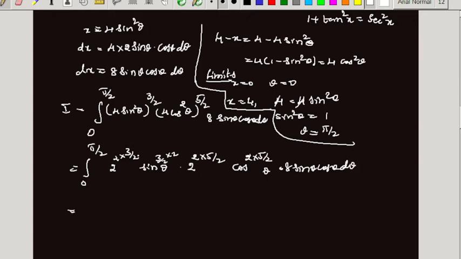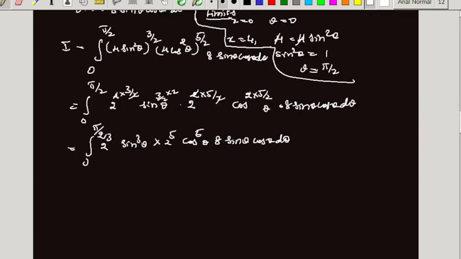So here we can cancel these two. We get 2 power 3, and sin cube theta. Then 2 power 5, and cos power 5 theta, into 8 times sin theta into cos theta d theta. Here we have the limits 0 to pi by 2.